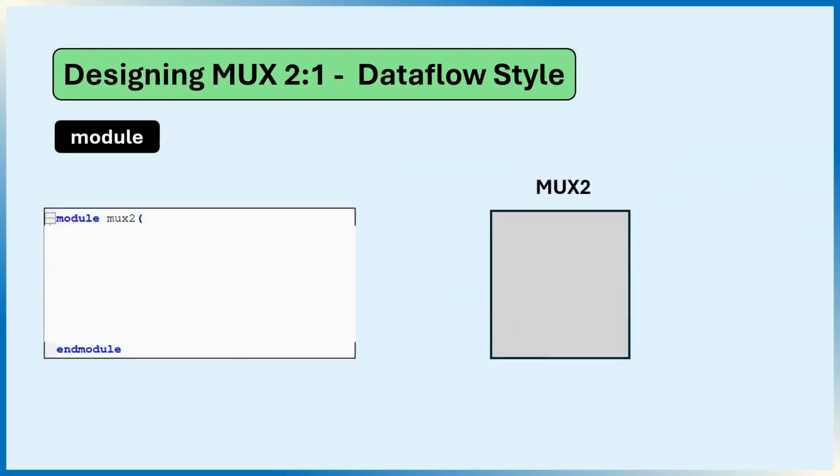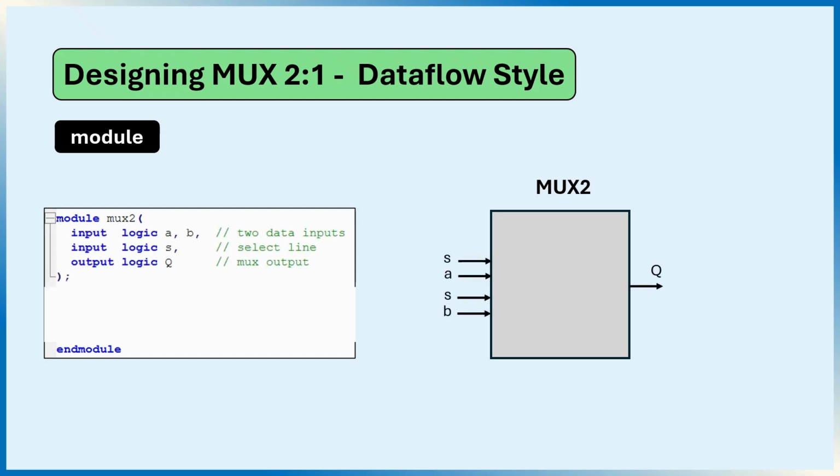First, we write module mux2 and endmodule. At this point, we have an empty box named mux2. Next, we add the inputs and the output to the code, and label them on the black box as well. Inputs A and B are the data lines, S is the select, and Q is the output.